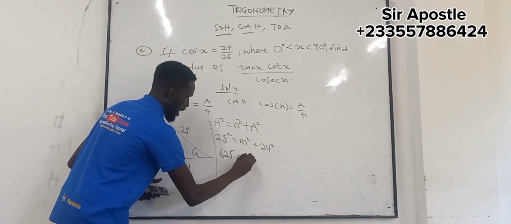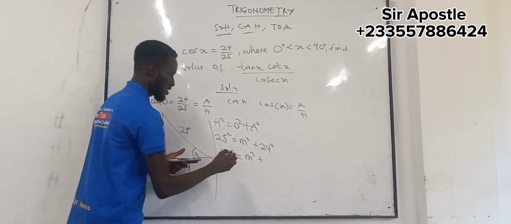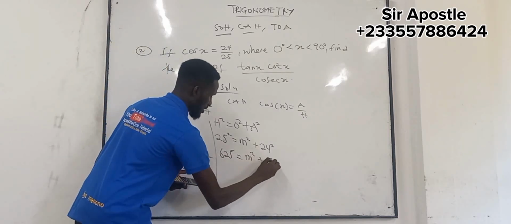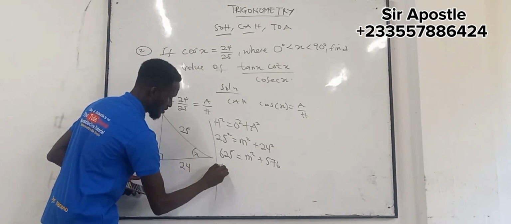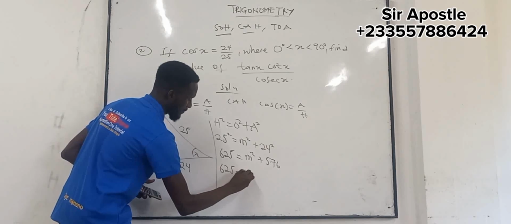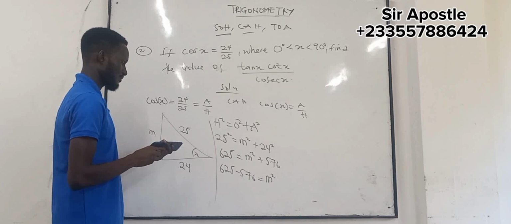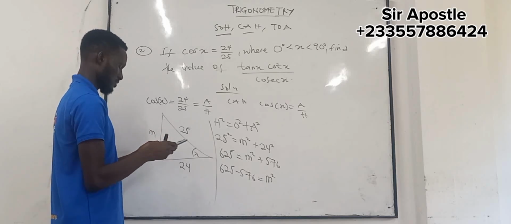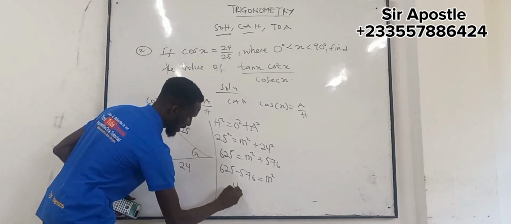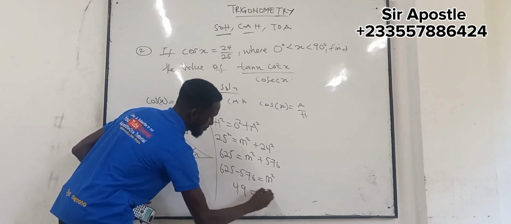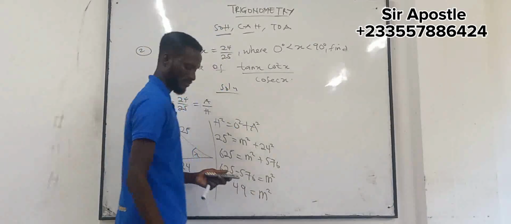So 625 equals m squared plus 24 squared. Now what is 24 squared? 24 squared will give you 576. You group items, you are looking for the m. You have 625 minus 576, which is equal to m squared. So let's subtract 576 from 625, which will give you 49. So we have 49 is equal to m squared.